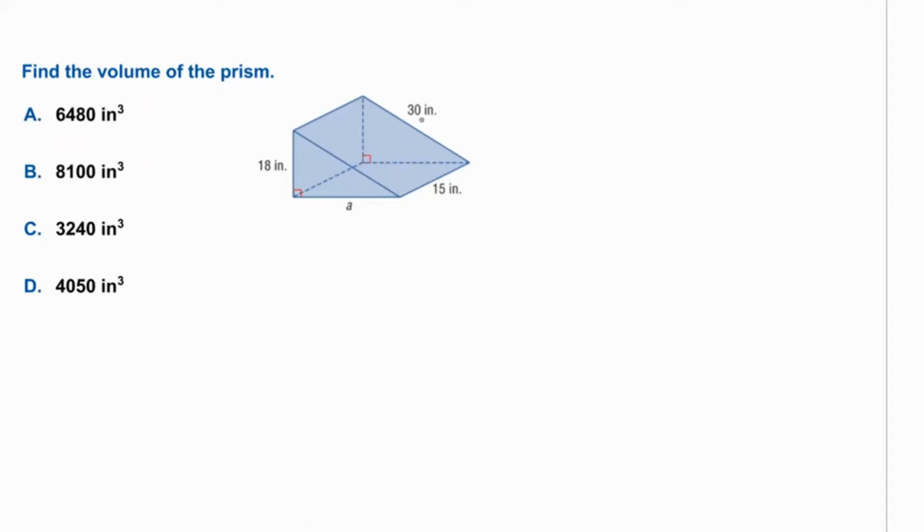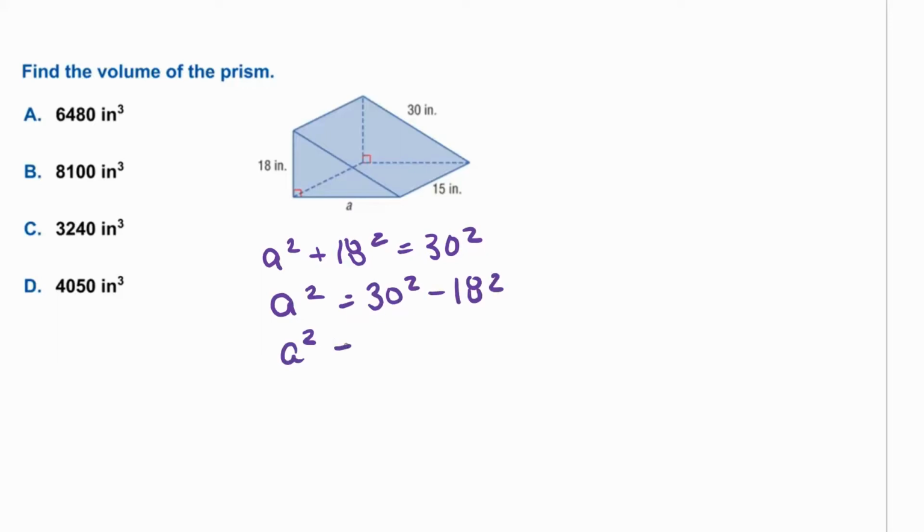The base on the next example is also a triangle. We have 18 inches as one of the legs. We need to find the bottom leg here, which is denoted by A, and we know the length of the hypotenuse is 30 inches. So we would have A squared plus 18 squared equals 30 squared. So A squared would equal 30 squared minus 18 squared. So A squared would be 576, which would give us that A is equal to plus or minus 24.